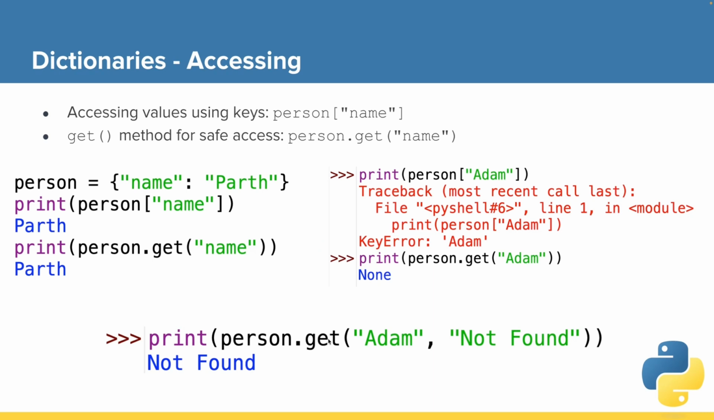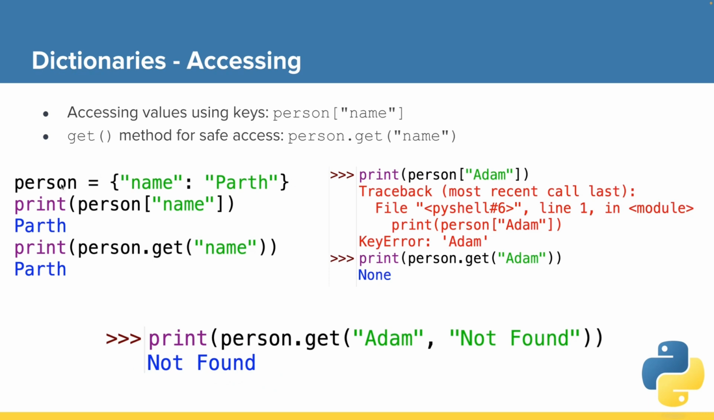We can also specify what to return if a key is not found. If our key Adam is not found, we can specify as the second parameter of this get function what value we want to return. So we can say not found. If we then try to access the Adam key, which does not exist, since we only have a name key, then we'll return the text not found. So that's another benefit of using the .get method with dictionaries.